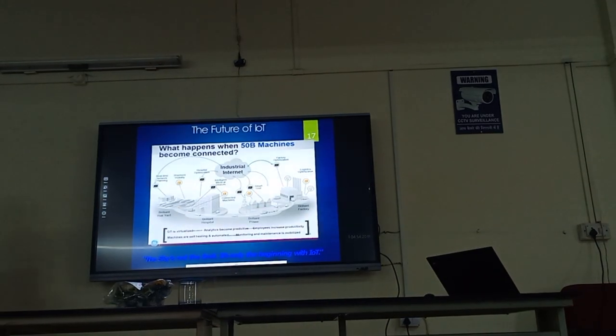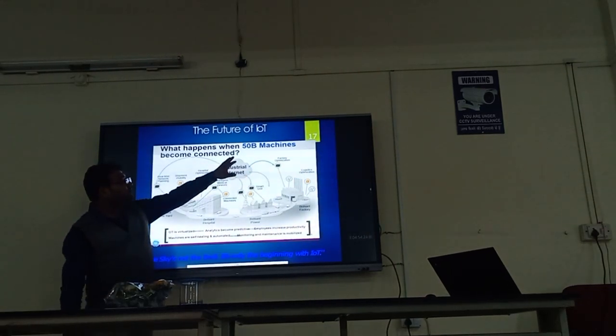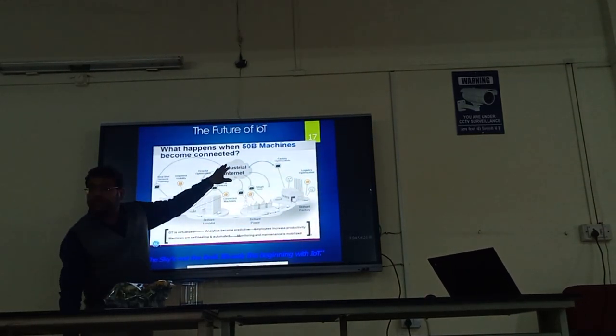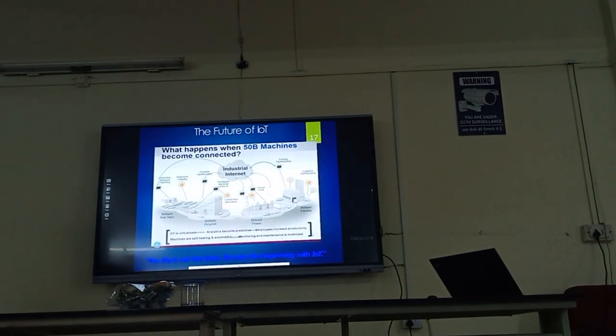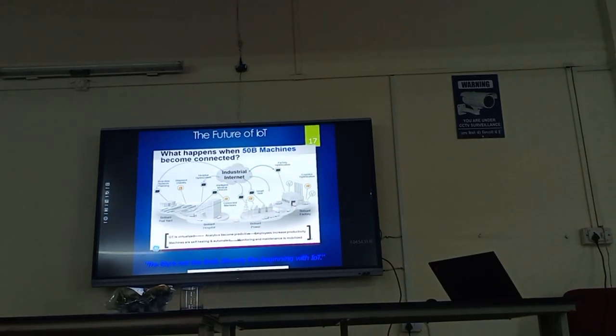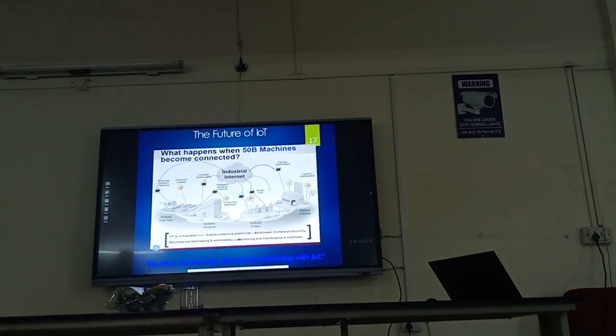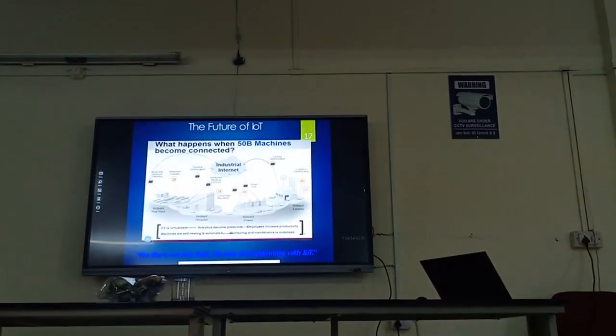Now, the future of IoT: what happens when 50 billion machines become connected? The third issue that we are going to manage: the first one was real-time processing, the second was the large amount of data, and the third will be simultaneous connections, or I can say concurrent connections.